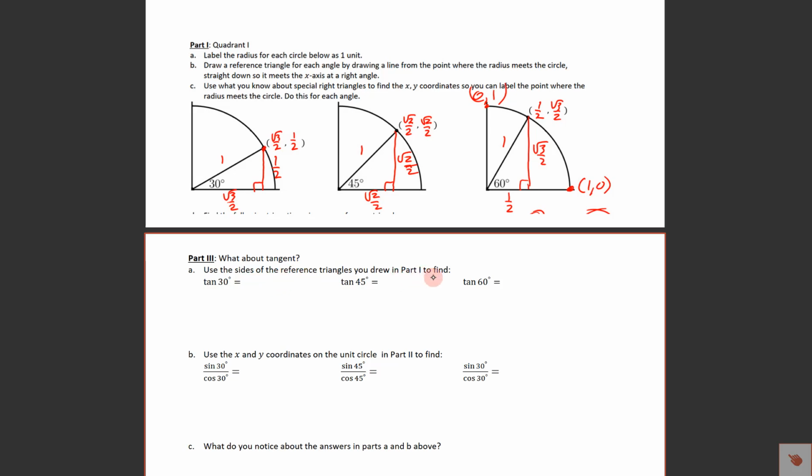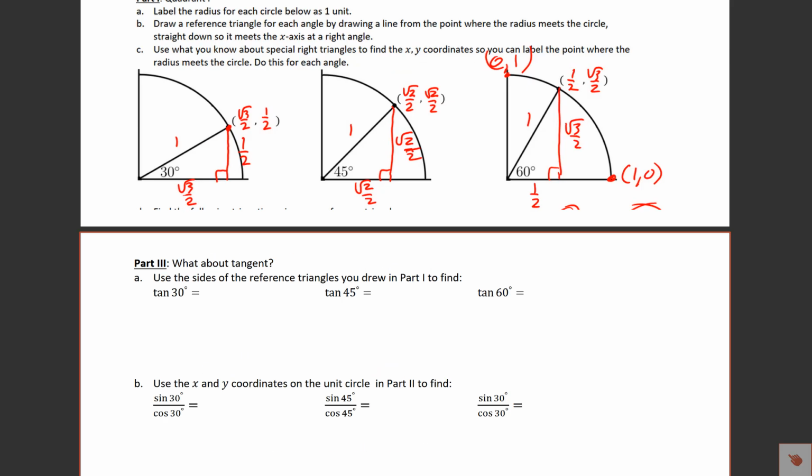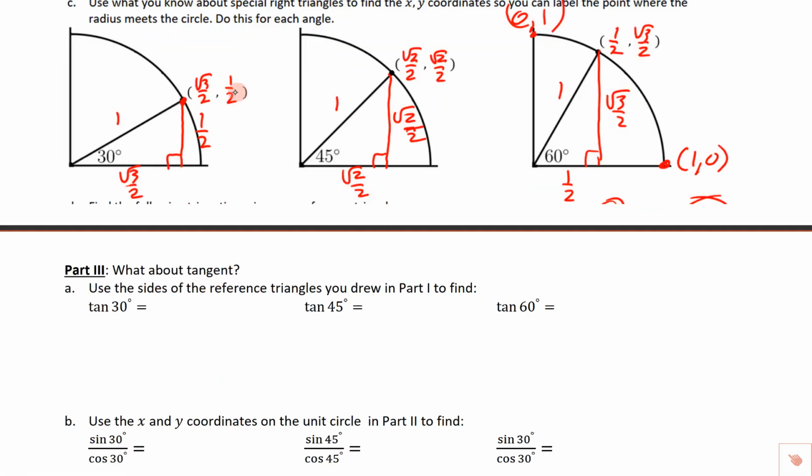Okay, so next thing we want to figure out. Use the sides of the reference triangle that you drew in part 1 to figure out the tangent of 30 degrees. Samara, what two sides are involved in the tangent ratio? Opposite over adjacent. The opposite is 1/2. The adjacent is radical 3 over 2. I'm going to flip it over, do the reciprocal. So this is 2 over radical 3. Those are going to cancel, so I have 1 over radical 3.